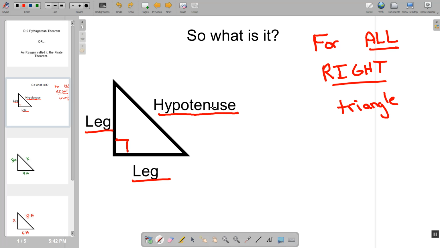In fact, if you come and say hypotenuse to me during class, you will get one piece of candy.